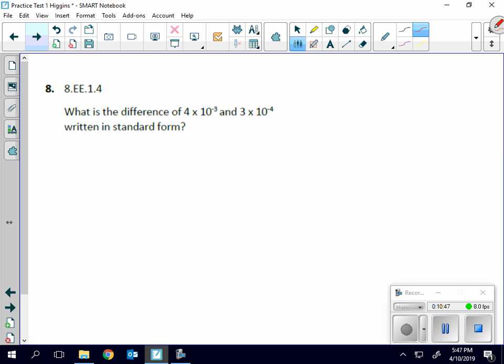Okay, number 8. What is the difference of 4 times 10 to the negative third and 3 times 10 to the negative fourth written in standard form? So the difference means to subtract. I'm going to actually do this one 2 ways. I'm going to do it the way we did number 1, which would mean, all right, I have 4 times 10 to the negative third minus, because the difference means minus, 3 times 10 to the negative fourth.